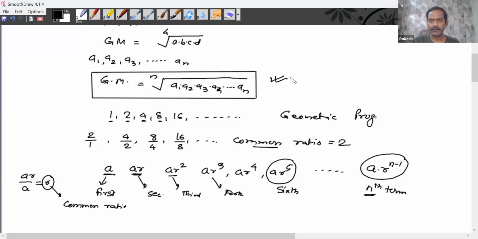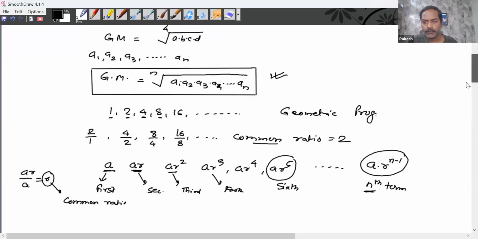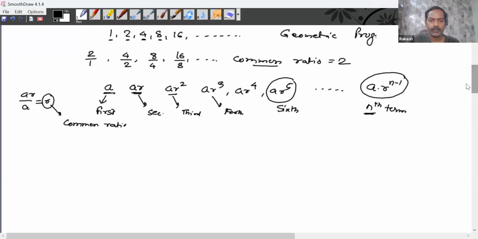You can do the reverse of it also. You can understand geometric progression first, and then you can go for the geometric mean formula. It doesn't matter because we have to use the geometric mean formula a lot, right? So we have done the nth term, correct? So let us take some examples based on the nth term.